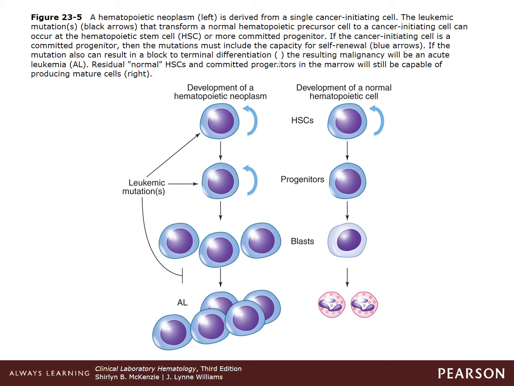On the left-hand side, we have a leukemic mutation that results in a single cancer-initiating cell. So if this cell commits to a progenitor, then the mutations can also self-renew. You have the blue arrows here indicating that. Now, if the mutation also results in a block in terminal differentiation, meaning in maturation all the way to the mature state, as seen on the right as this neutrophil, then they will result in an acute type of leukemia because none of the cells can mature.